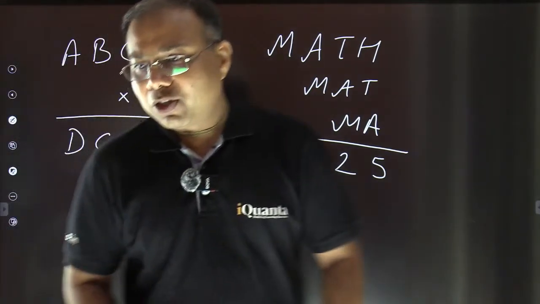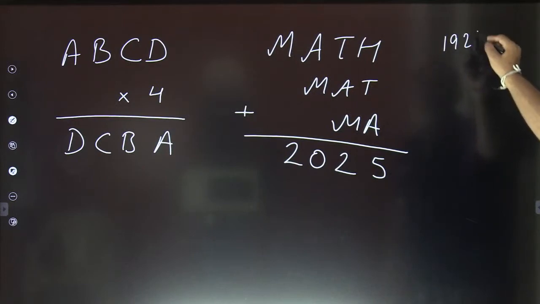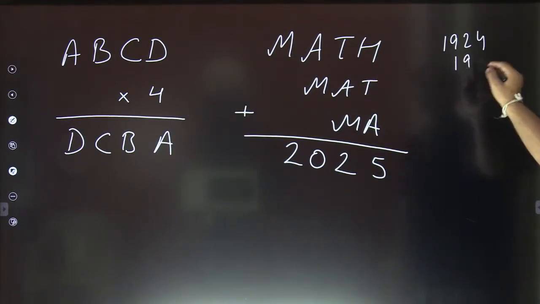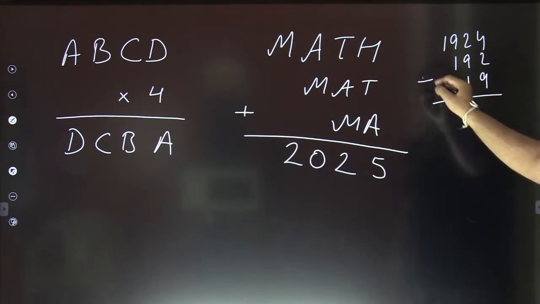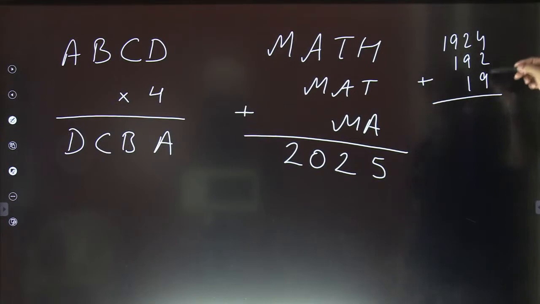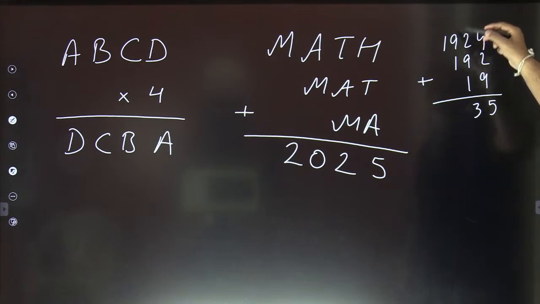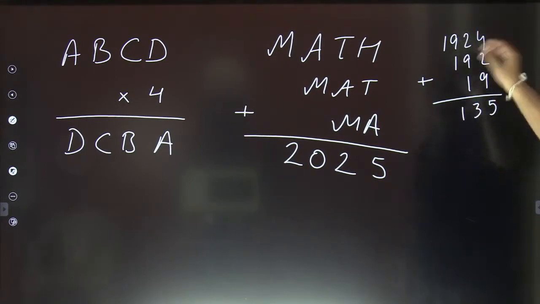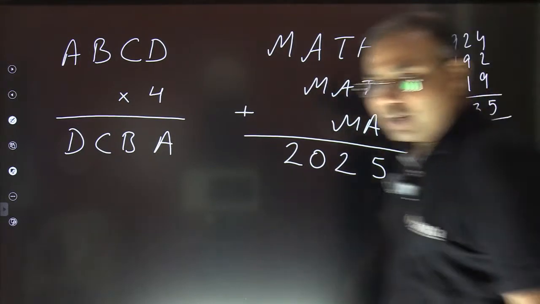Let me check the answer of Munshi. Munshi is saying 1924. So if it is 1924, the next number MAT should be 192 and the next number MA should be 19, isn't it? Let's add them. Does it satisfy? 4 plus 2, 6 and 9, 15, 5, 1 carry. So 1 plus 2, 3, 3 and 9, 12, 12 and 1, 13, 3, 1 carry. So 1 and 9, 10 and 1, 11, 1, 1 carry. It is 2135. It doesn't satisfy. Munshi's doesn't satisfy.